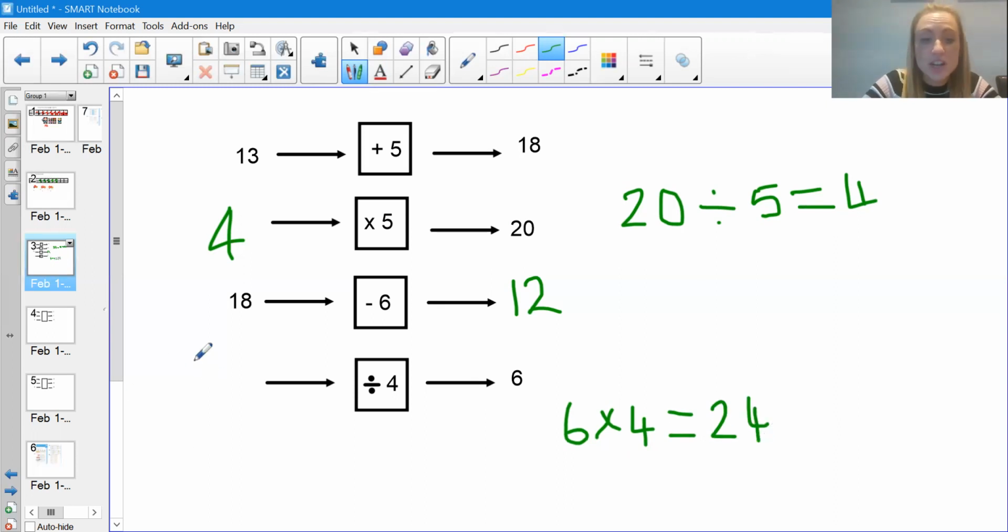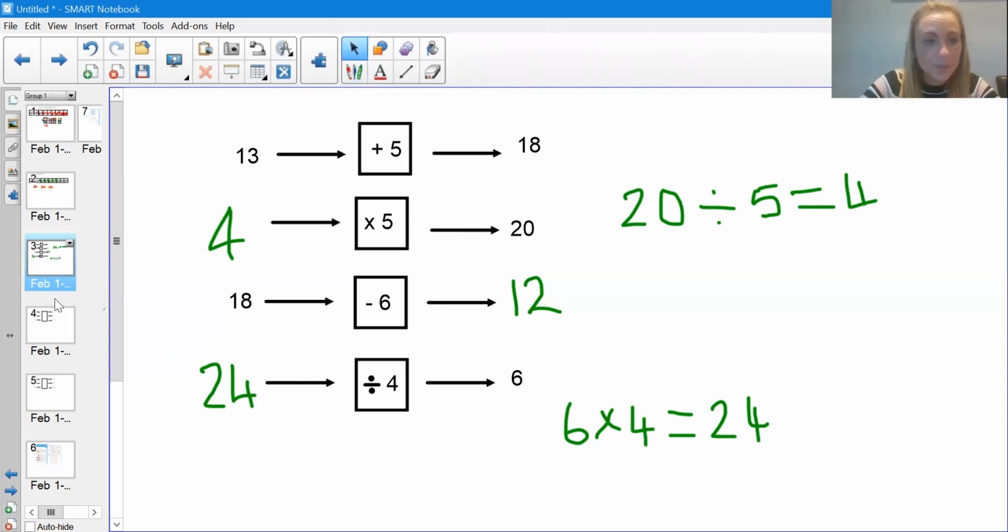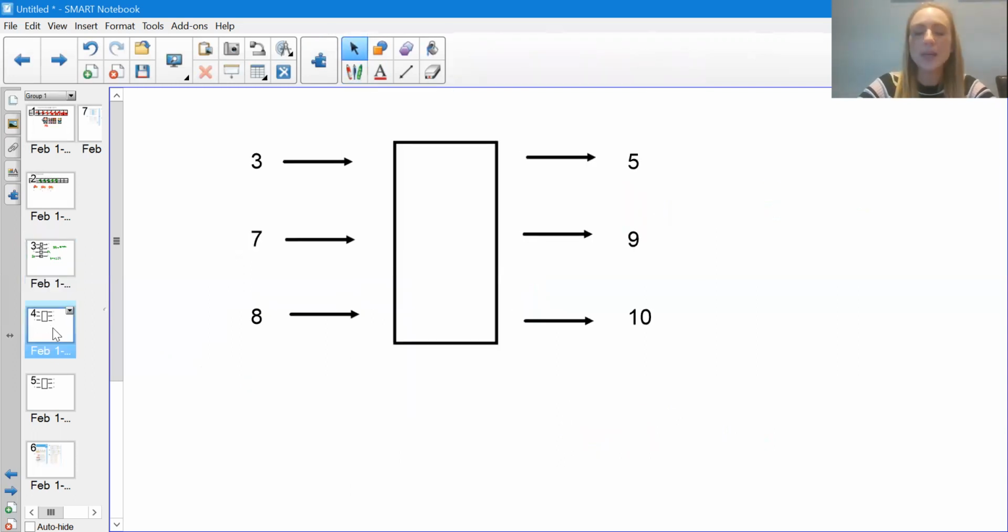You can use some different strategies if you're not sure about your multiplication. You can either count up, you could count up in 6s or count up in 4s, or you could draw it out if you felt you needed to. Okay, let's have a look at this one here.